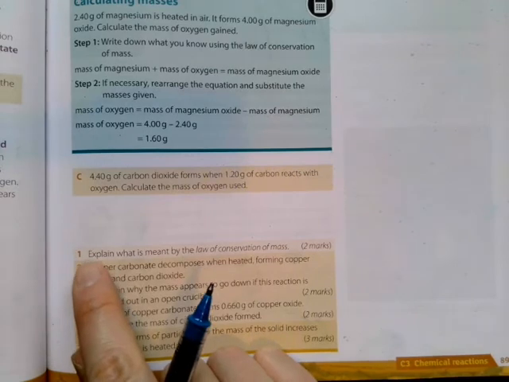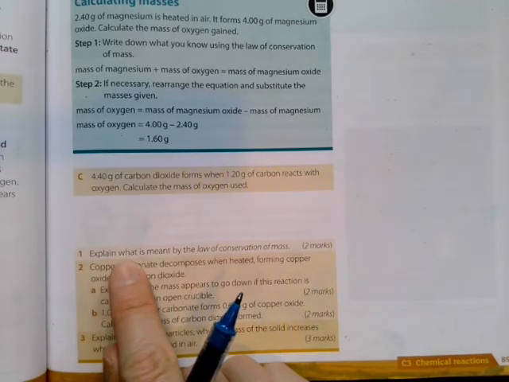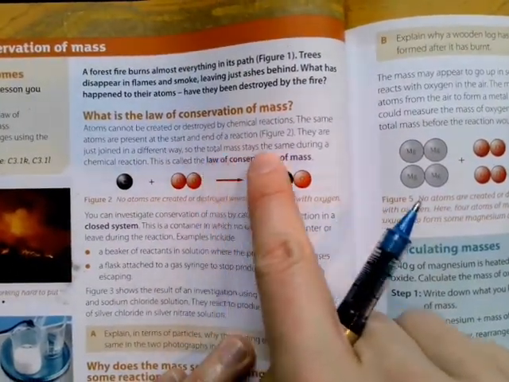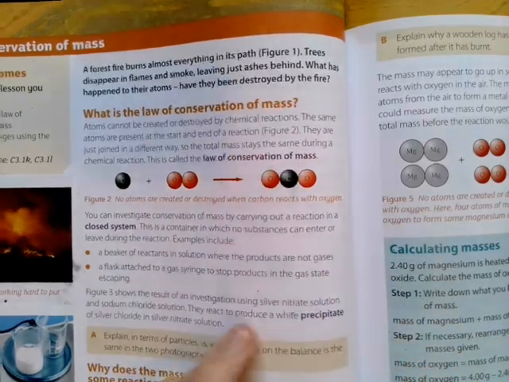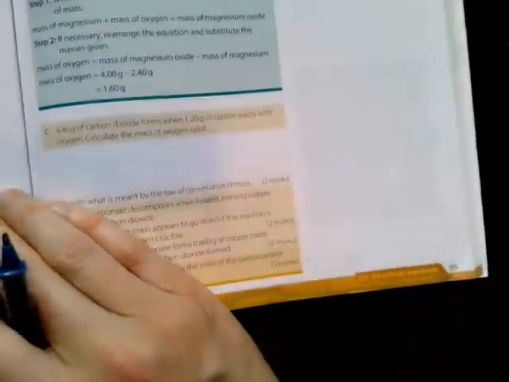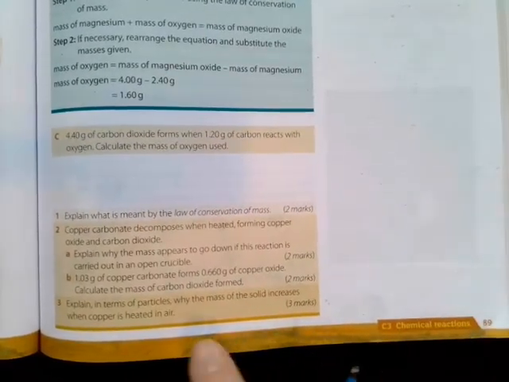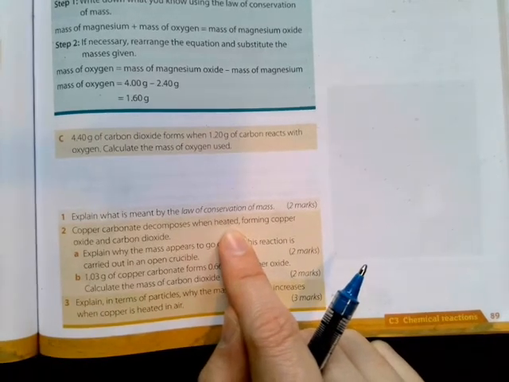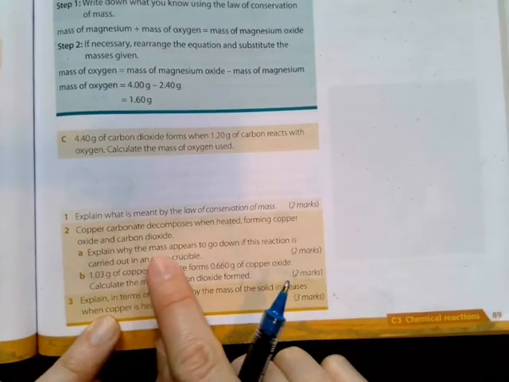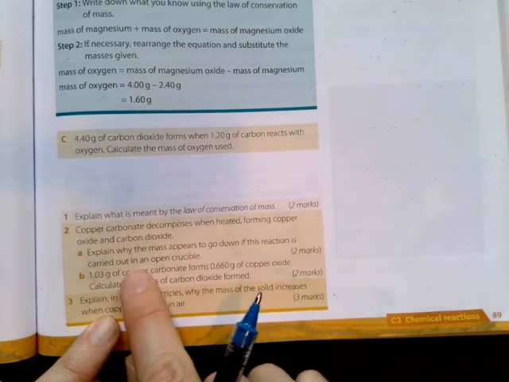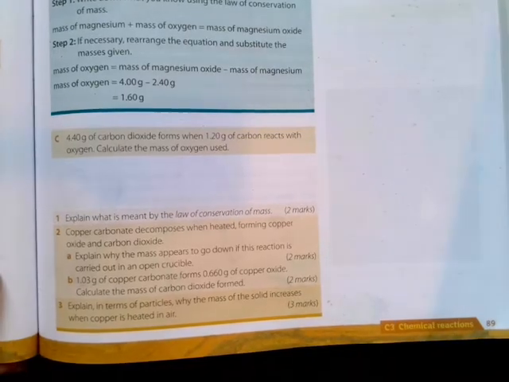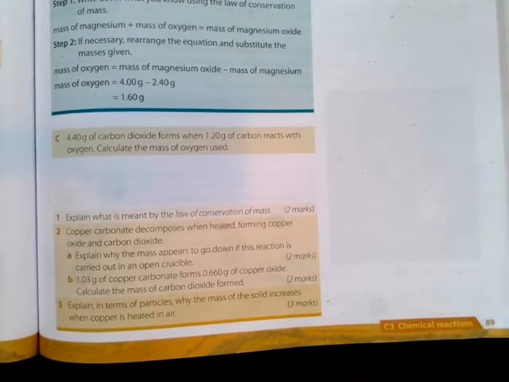Now, down to the numbered questions. Explain what is meant by the law of conservation of mass. That was defined up here. So it should be that the total mass stays the same during a chemical reaction. And that's fine for the answer to number 1. Number 2: copper carbonate decomposes when heated, forming copper oxide and carbon dioxide. Explain why the mass appears to go down if this reaction is carried out in an open crucible. An open crucible just means an open container.